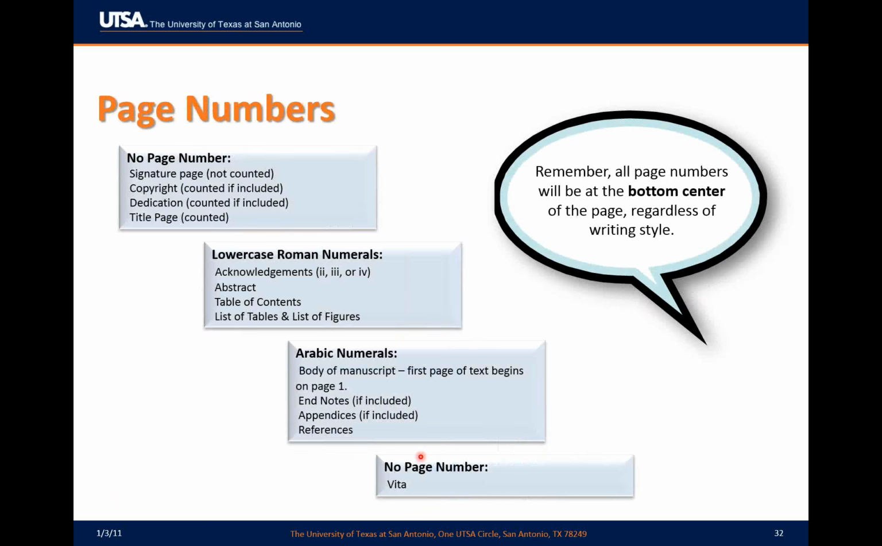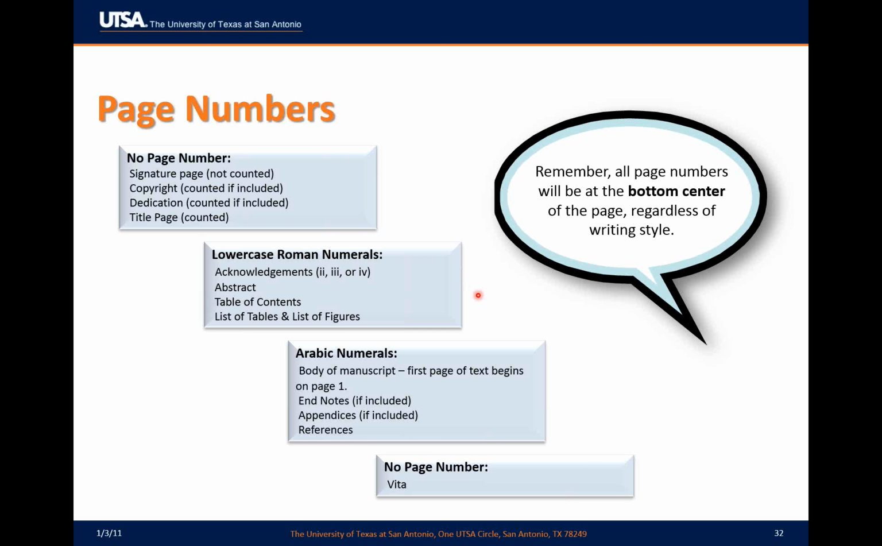Page numbers. We've discussed page numbers. We went over that with the template, but they're important, and so we're going to do it one more time. So with page numbers, remember, they're all at the bottom center of the page, regardless of your writing style, so don't move them around. And they do change throughout the document. So when we start off, the signature page, copyright, dedication, and title page do not have page numbers typed on the page. No page number on those pages.